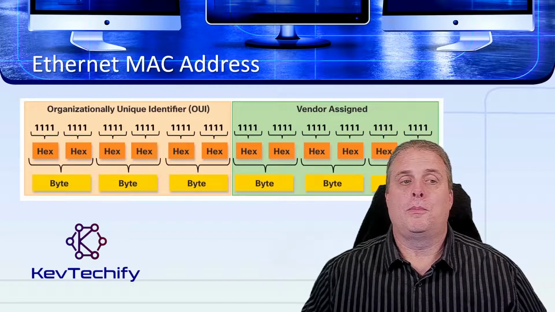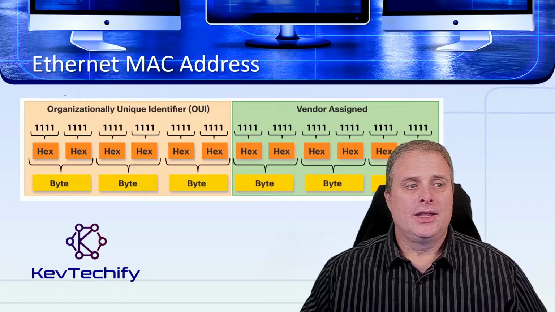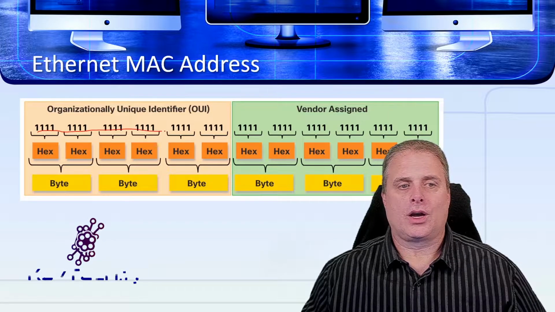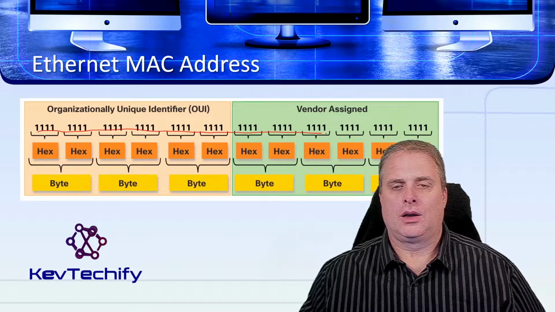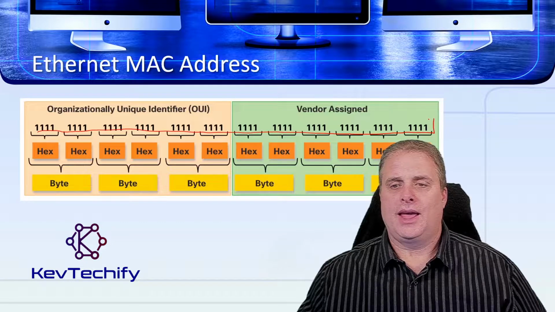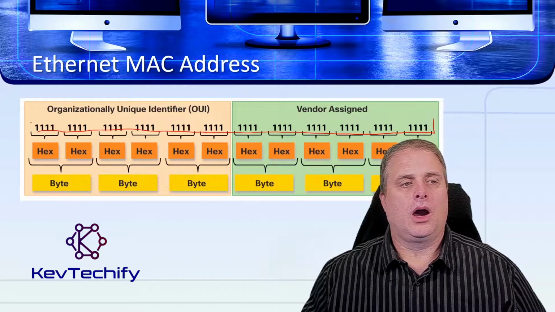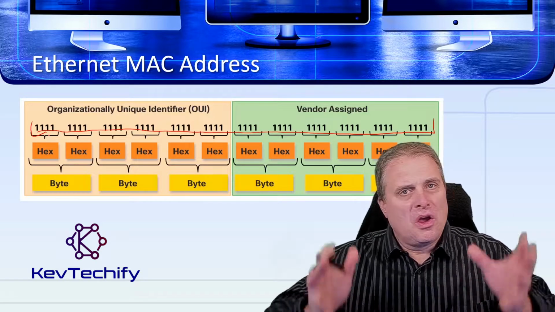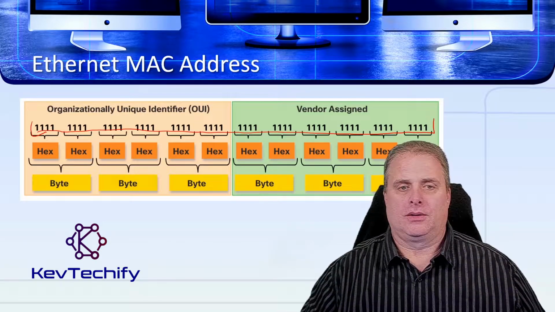Here we have an Ethernet MAC address. If we look at it, this is our string of 48 ones and zeros all the way across here. That is how the computer understands a MAC address. It sees it as ones and zeros, 48 bits long.